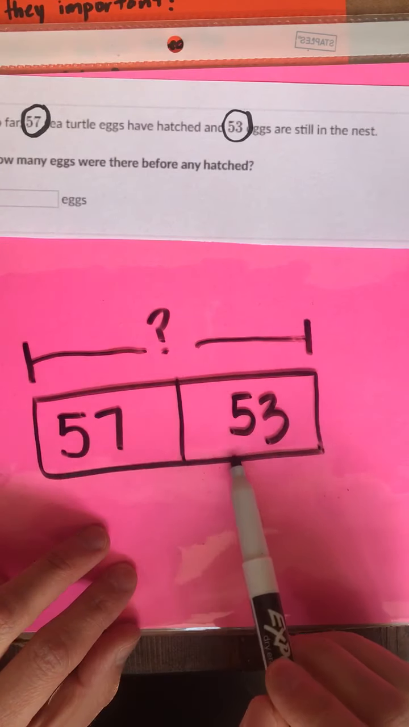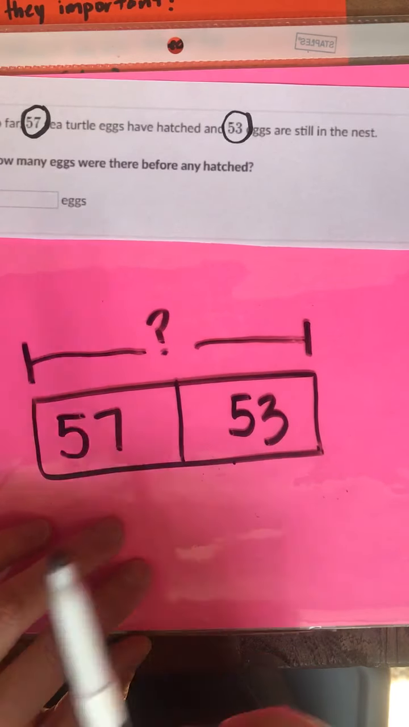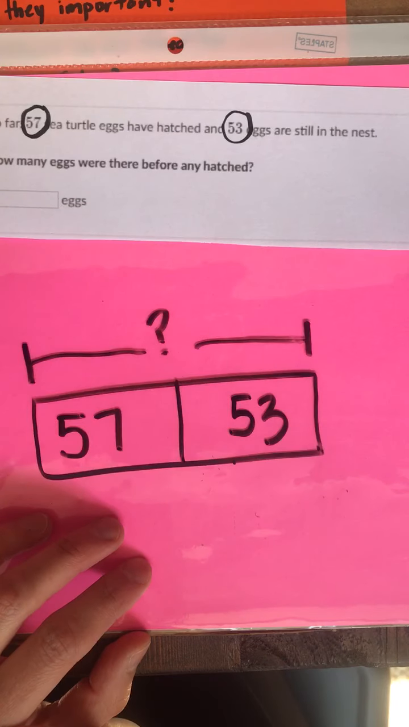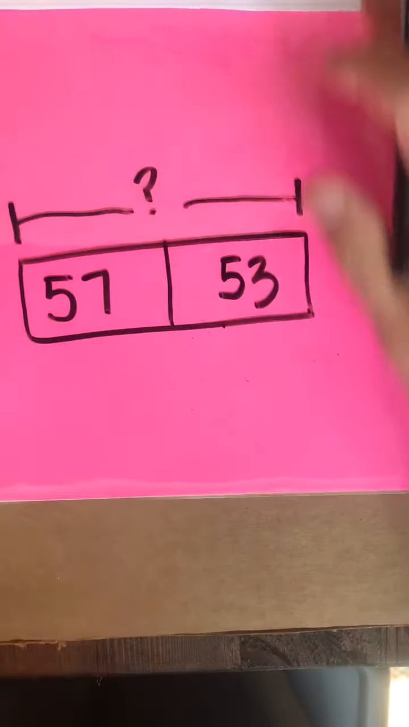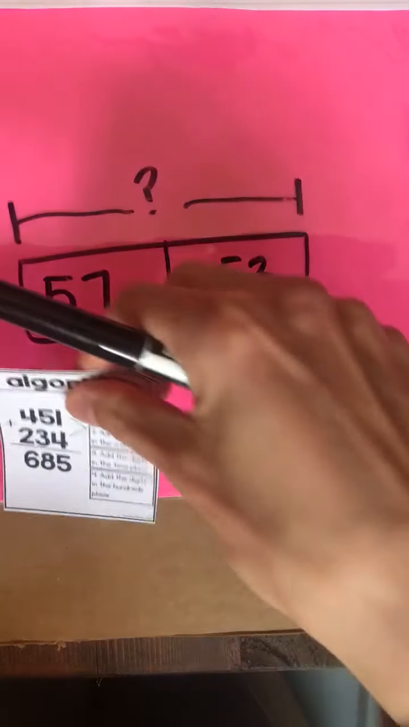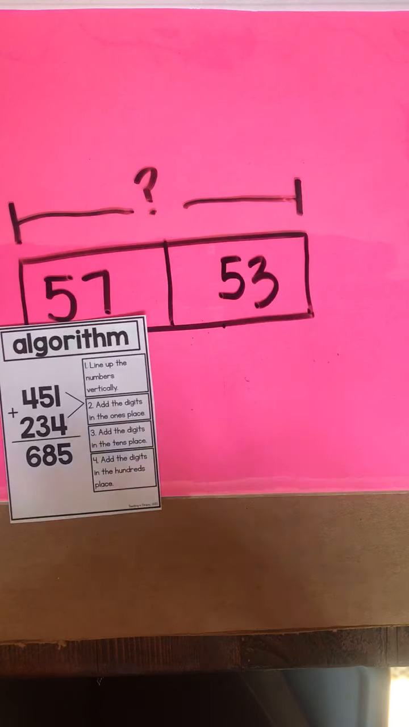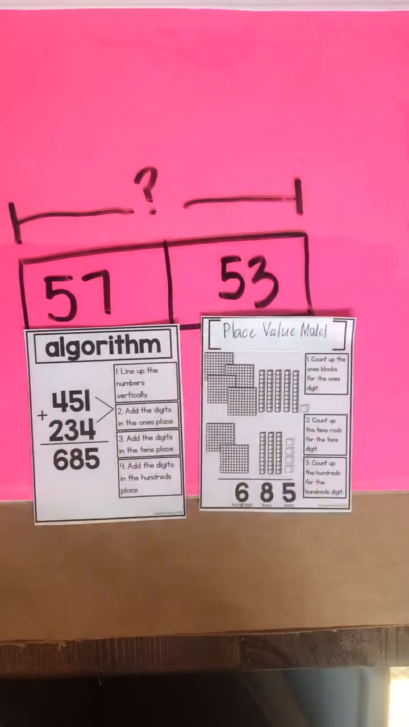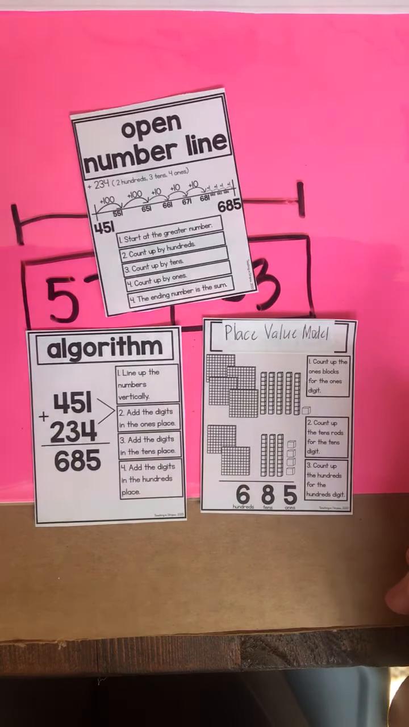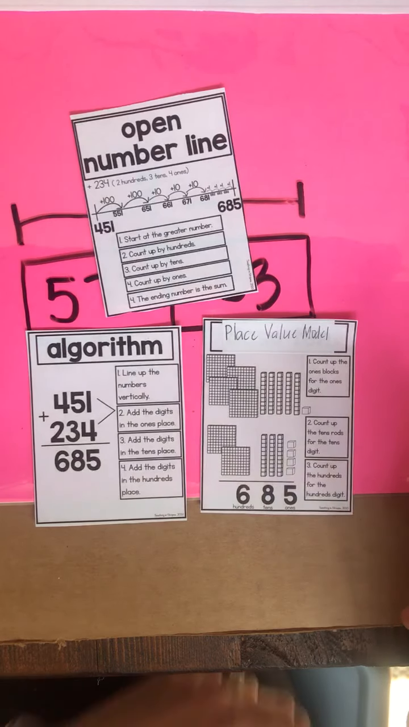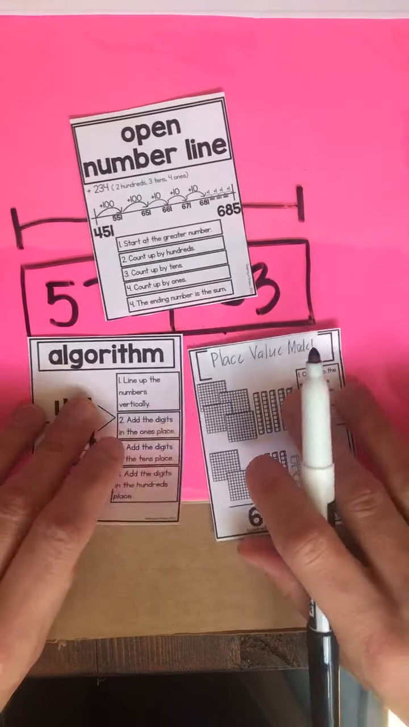When I have two parts and I'm looking for the whole, what do I do with my two parts? Very good, I add my two parts. So again, you decide, do you want to use a standard algorithm to solve this question? Do you want to draw a place value model? Or would you like to do an open number line? Pause the video, pick your strategy, and press play when you're ready to take a look at number 6.